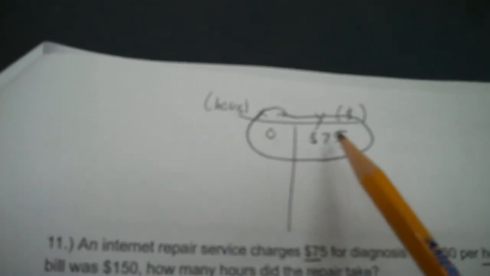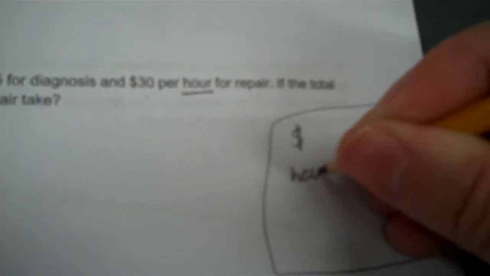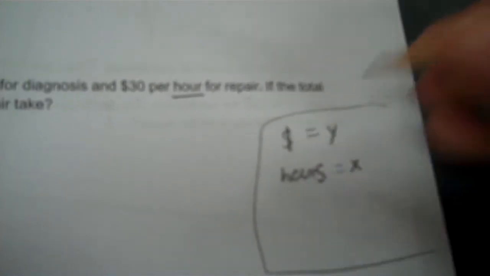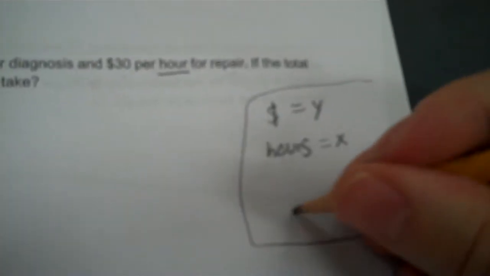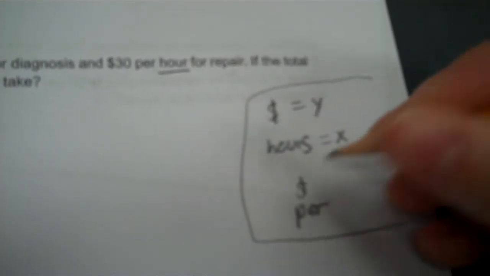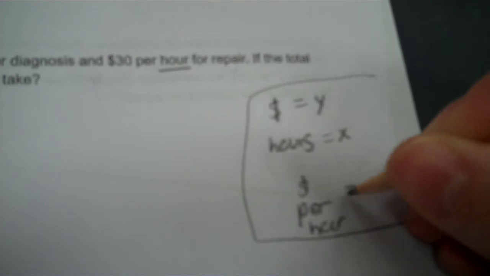There are some other problems which we're going to get to in the other packet where if x is 0, y is 0, but this is not one of those problems. You start with 75. Now my units are dollars and hours. Remember, the time unit is always x. Hours would be x, and money would be y. X can never be money. So per, and then we put the y unit above the x unit, dollars per hour.